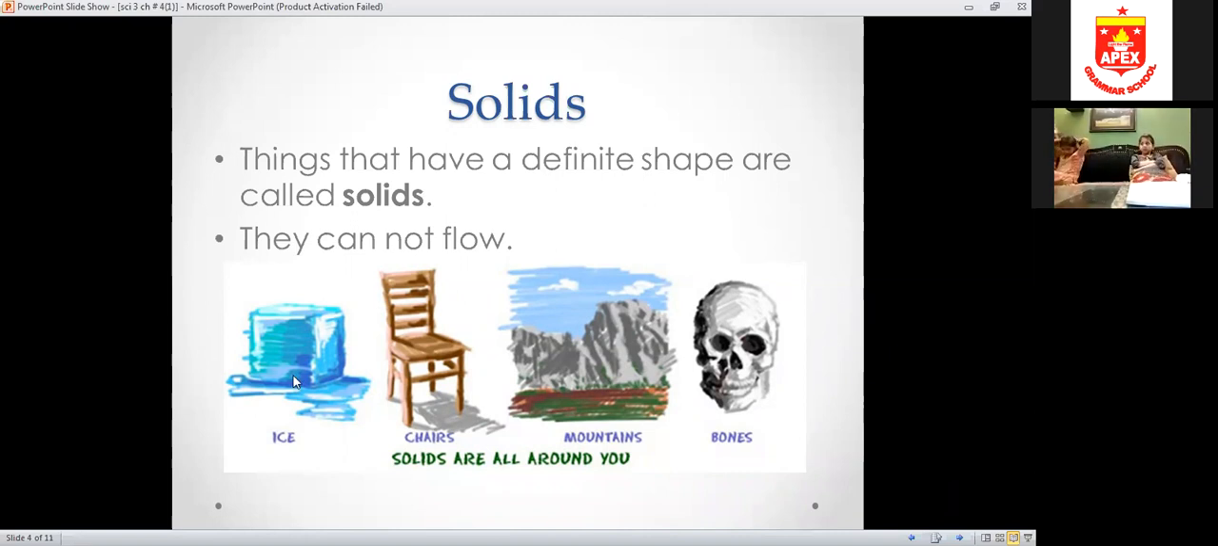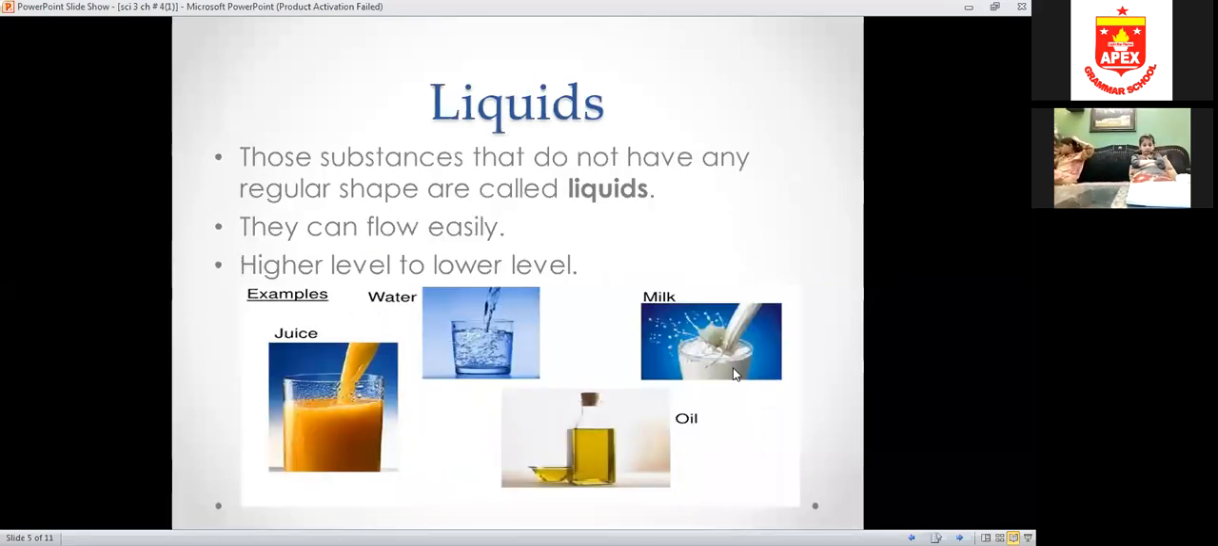Examples are ice, the state of ice is solid, then a chair is also a solid, mountains are also a solid shape, even your bones are present in solid form. So all these solids cannot flow, means कि वो easily एक जगह से दूसरी जगह पे नहीं move कर सकते हैं. Now moving forward, the next is liquid. What is the definition of liquid?